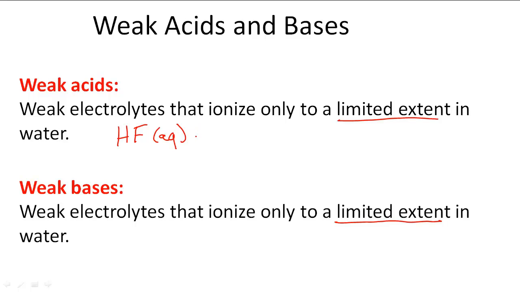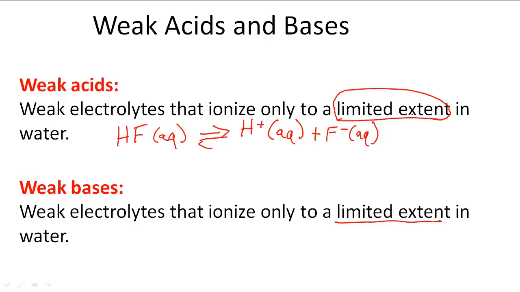So for the weak acid HF, we're going to write it like this, with a reversible arrow, because it's a reversible dissociation. So we have H+ aqueous plus F- aqueous. It's important to remember that it's only to a limited extent that they ionize. So the molarity is going to be a little bit more difficult to find.